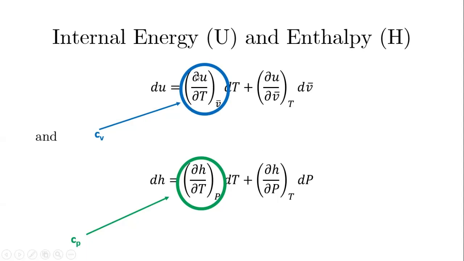It turns out that when I take the derivative of U with respect to T holding V constant, that quantity is measurable, and that's known as the specific heat at constant volume, CV. This other one is also measurable, and that's known as CP, the specific heat at constant pressure. So those, the green and the blue, are measurable variables, so I can find them.